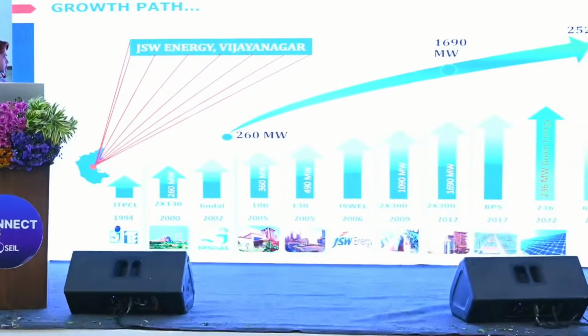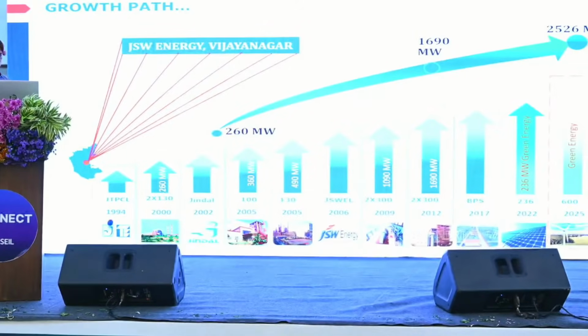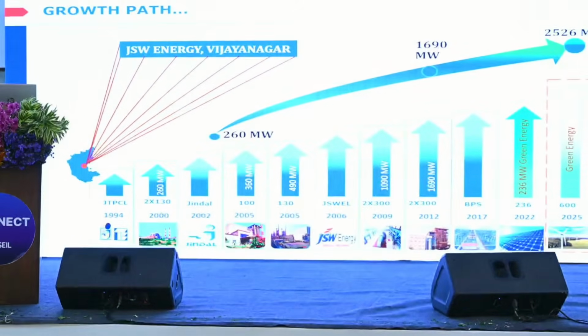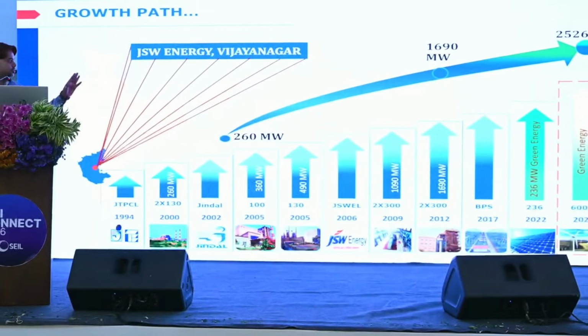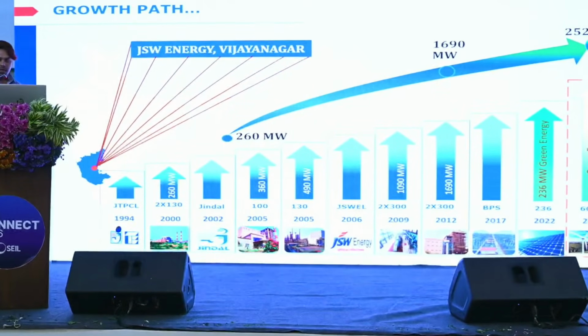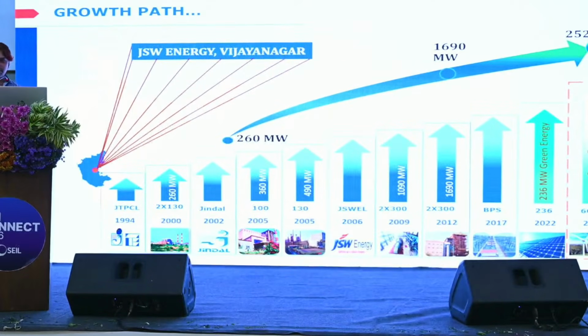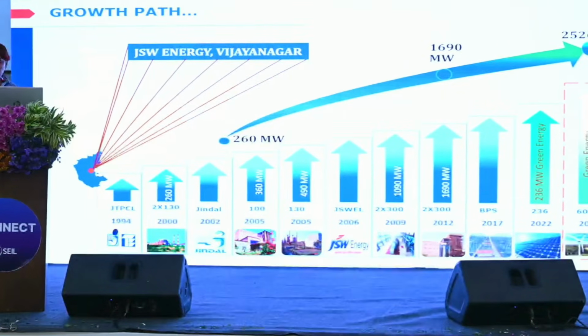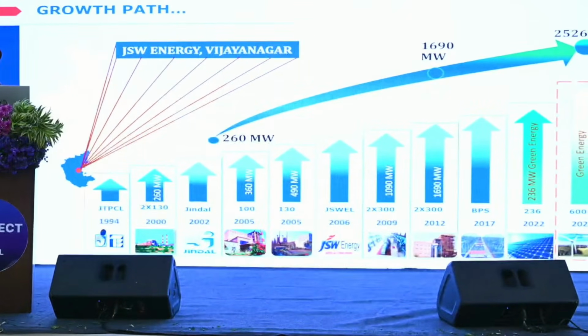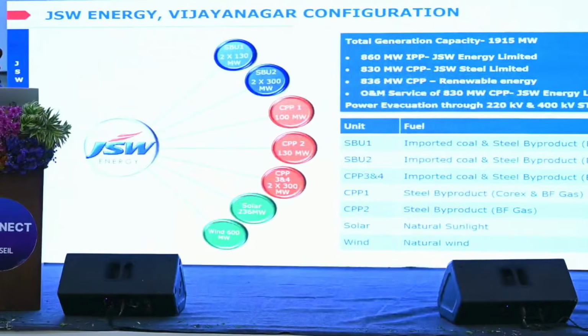In Vijayanagar, it started with JTPCL in 1994, and in 2002 we achieved 60 megawatt, and in 2012 we achieved 1690 megawatt, and currently we have 2526 megawatt with green energy and with zero coal power production by 2050.